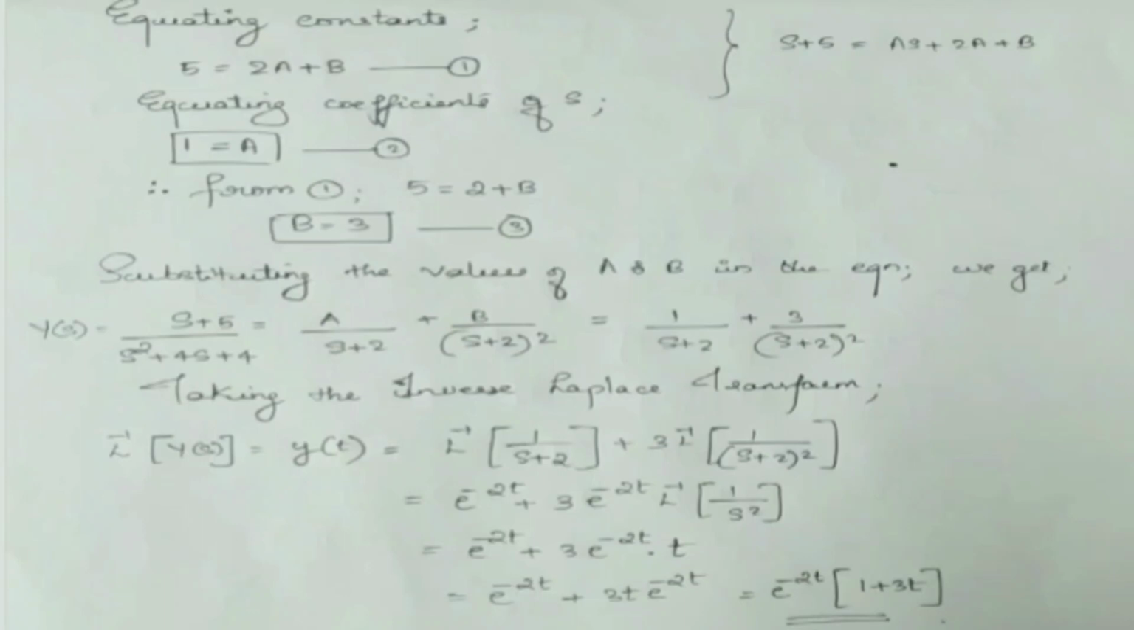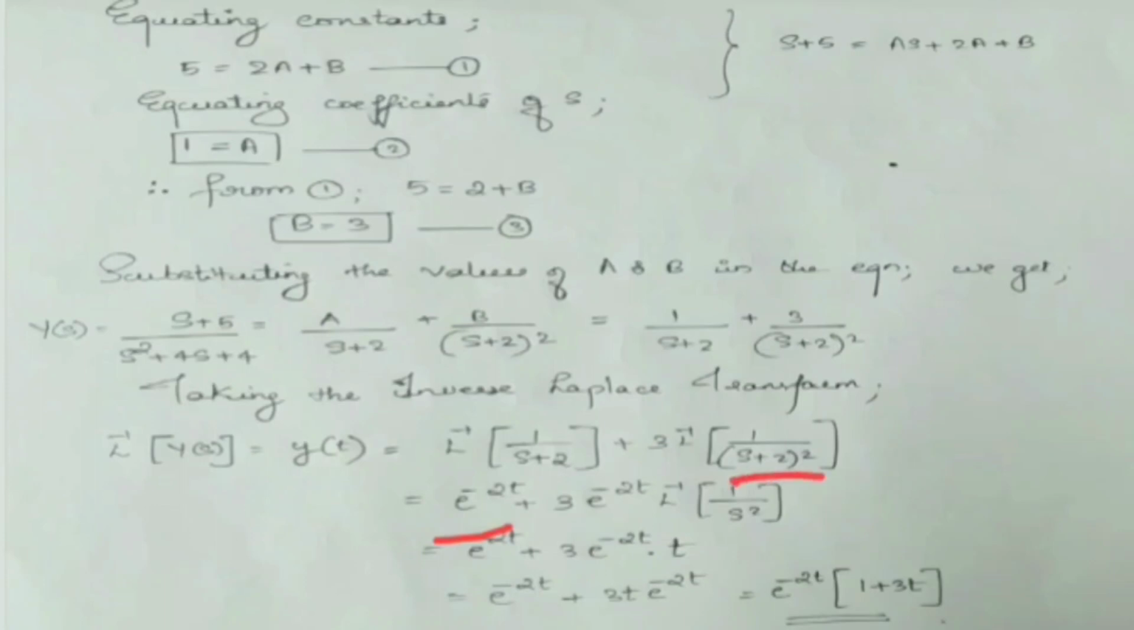Now taking the inverse Laplace transform, we'll get Laplace inverse of y of s is equal to y of t, which is equal to Laplace inverse of 1 by (s plus 2) plus 3 into Laplace inverse of 1 by (s plus 2) the whole square. So on taking the inverse Laplace transform of the function, we'll get these two terms. Laplace inverse of 1 by (s plus 2) is e raised to minus 2t, and Laplace inverse of 1 by (s plus 2) the whole square is e raised to minus 2t Laplace inverse of 1 by s square.